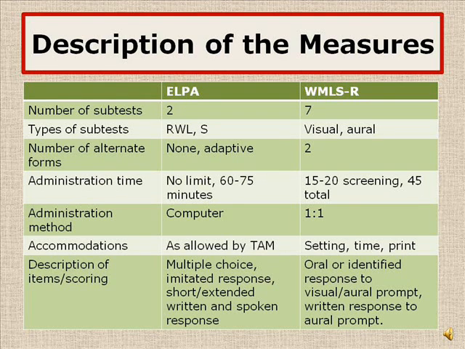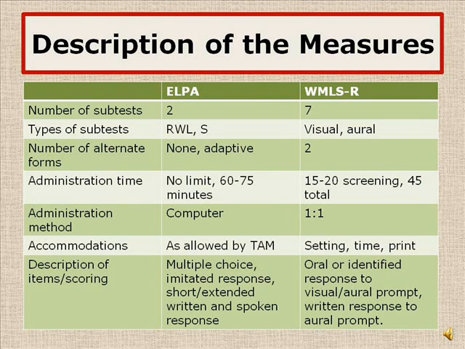The Woodcock-Munoz, it's a one-to-one screening as noted there, but it takes about 15 to 20 minutes for those first 4 subtests. All 7 subtests take about 45 minutes total. The administration method for the ELPA is computer with a headset and microphone. One-to-one for the Woodcock-Munoz. Accommodations, as allowed by the Test Administration Manual published by the State of Oregon for the ELPA. They're typically test environment, setting, printing passages, shorter time, small group, things like that.